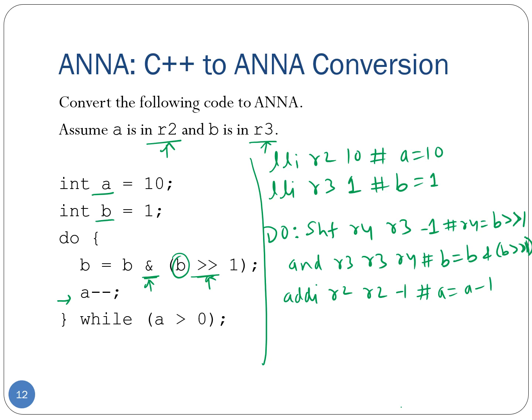Now the last thing we have to do in this code is check whether we should go back and repeat the loop starting from the do statement. To do that, we should check whether A is still greater than 0. A is in R2, so we simply use BGZ R2. If this is true, then jump to do. And the last statement here is simply halt.